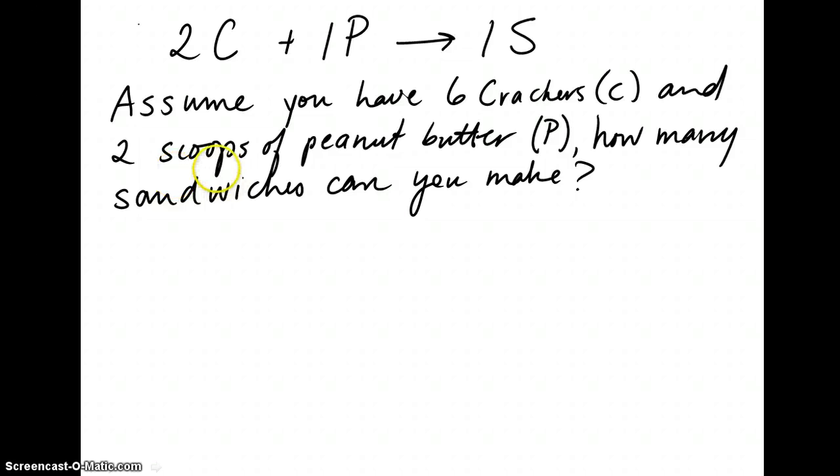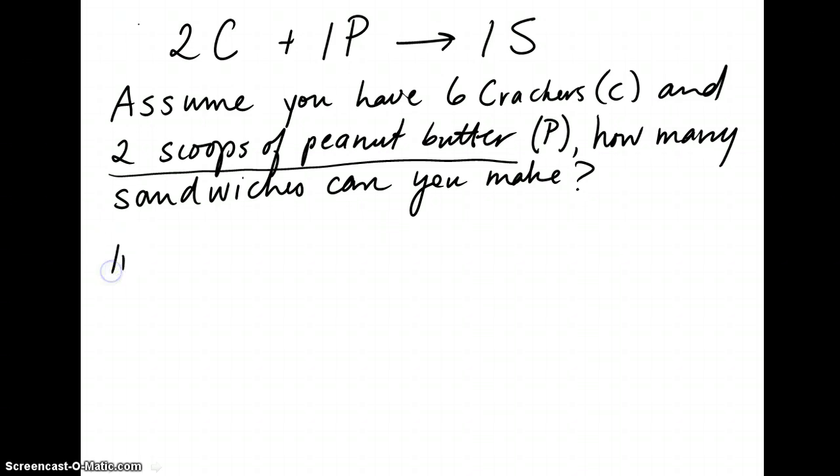With the 2 scoops of peanut butter, though, I look at this and I say, I need 1 scoop of peanut butter for each sandwich. I have 2 of them, so that means I can only make 2 sandwiches. So in this sort of problem, we recognize that it's our peanut butter that's going to tell us how many sandwiches we're going to be able to make, because it'll run out first, okay? And that's going to be more or less called your limiting reactant.